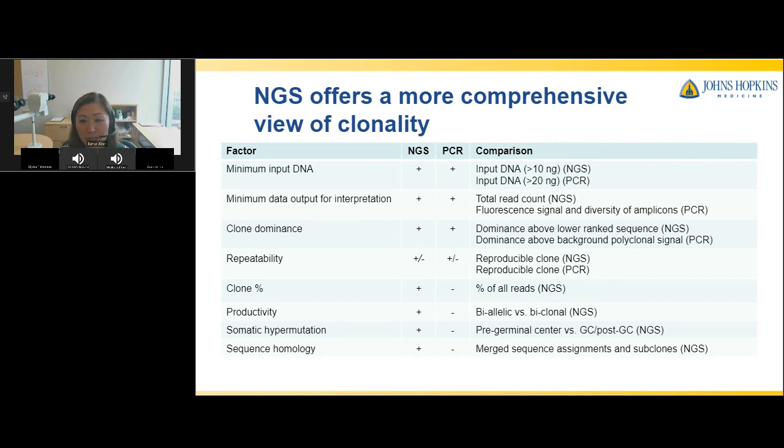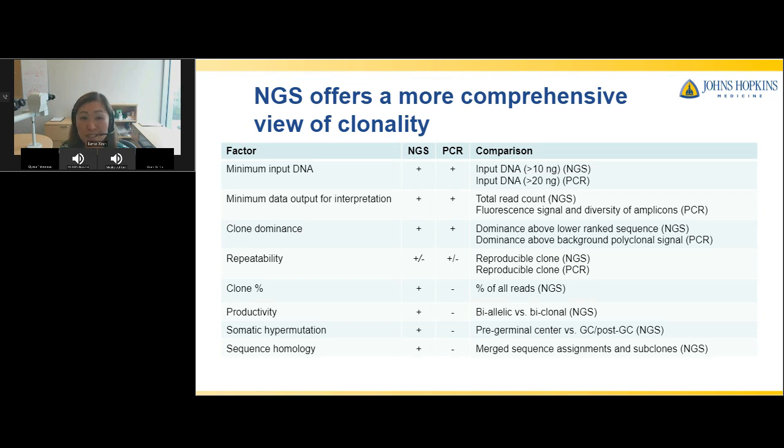If we do a comparison of the two methods, we see that many of the factors are similar, such as minimum input, minimum data, clonal dominance, right? So most of the capillary or PCR-based methods are relying on dominance alone. However, where NGS diverges is its ability to give you the exact sequence of your clone at the same time as fragment length. So this now affords you the ability of having an additional measurement of clonal percent rather than just dominance.